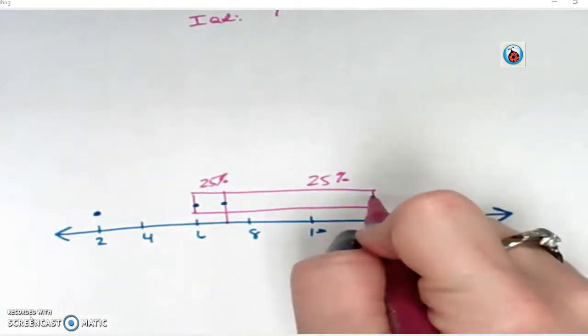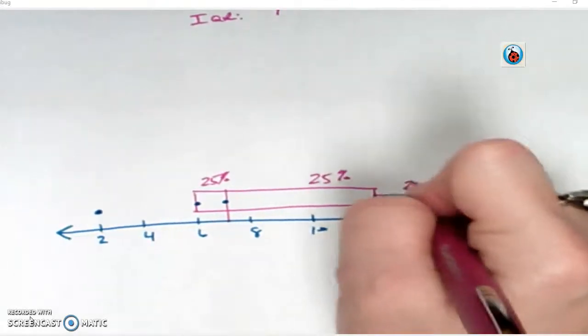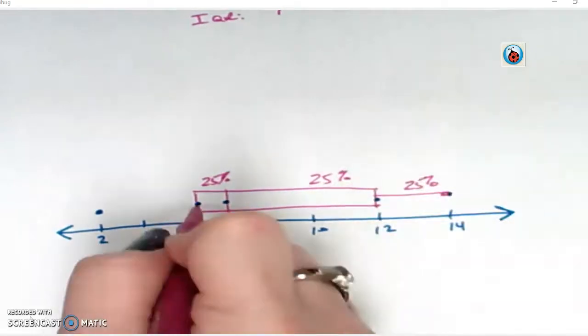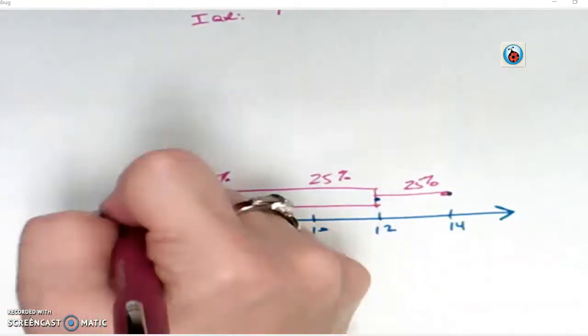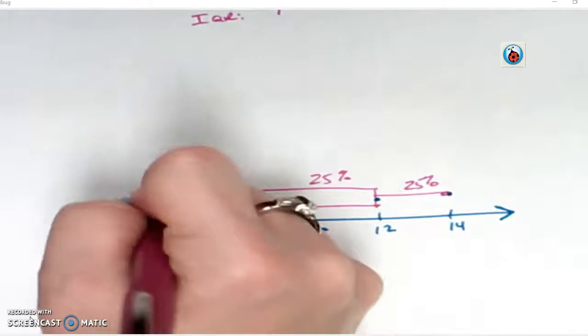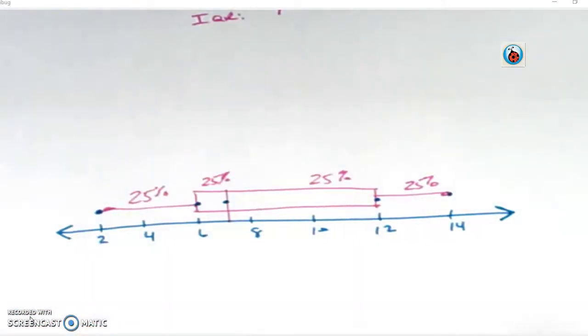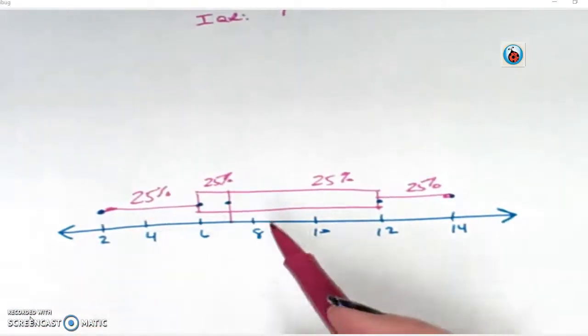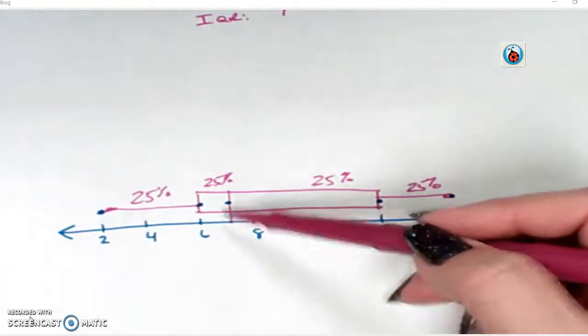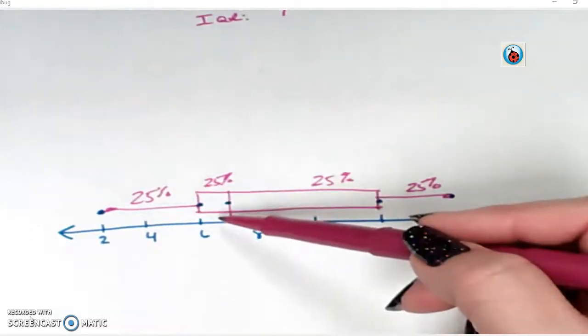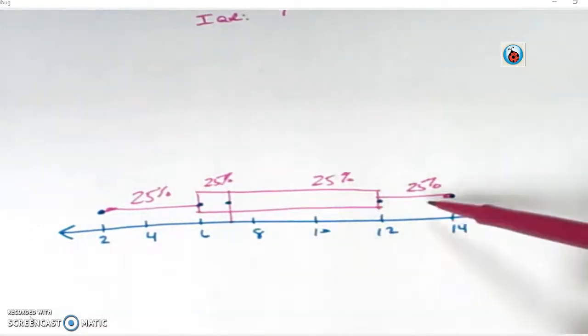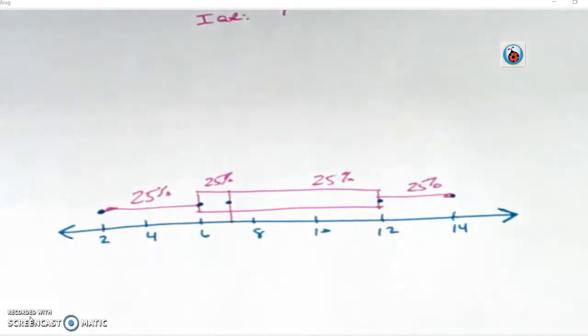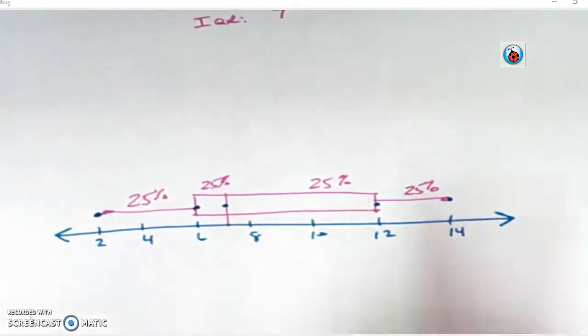When I go from here to the extreme, 25% of the data. From here all the way over to here, 25% of the data. So even though it doesn't look it, by definition, if this is the middle, and this is the middle of that, and this is the middle of the back half, the middle means you cut it into two equal parts, so it has to be 25% each time.